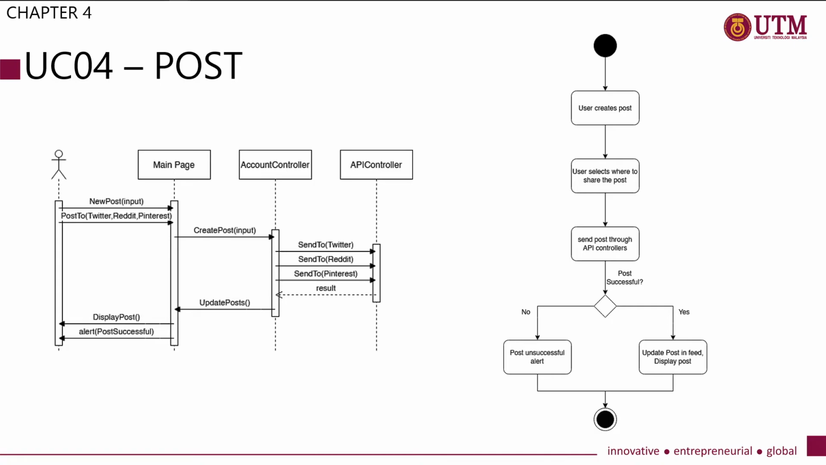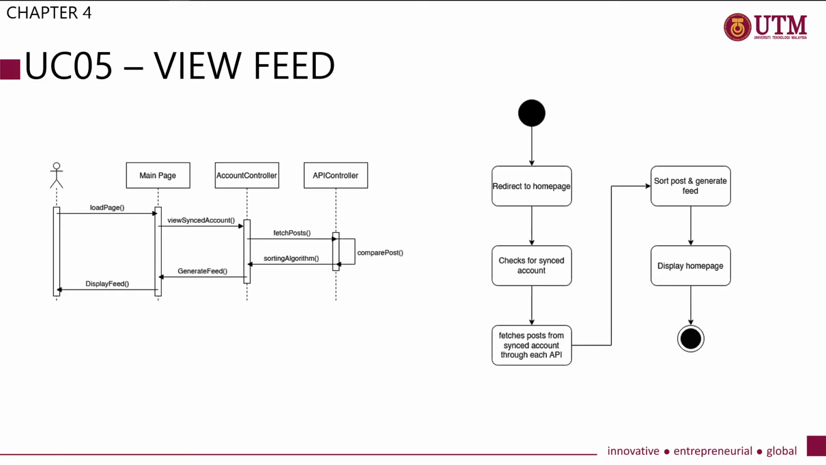Here in use case 4, the user creates a post. User selects to which social media to share the post. Then the system will update the user's post in the database. Then the system will send the information through the appropriate API. Then it will display the new post on the web application.